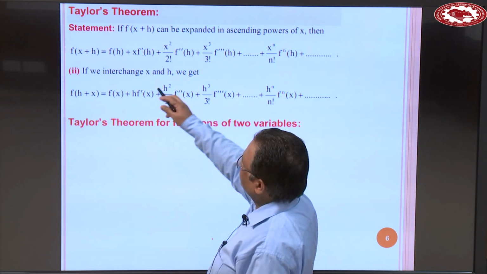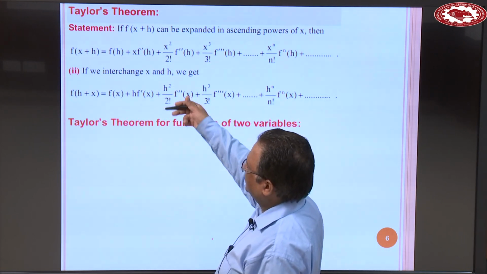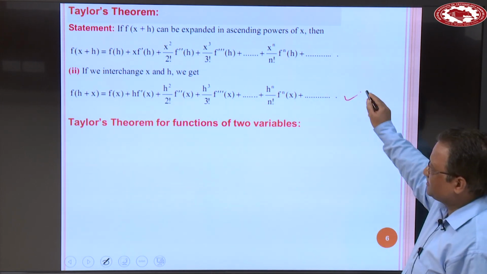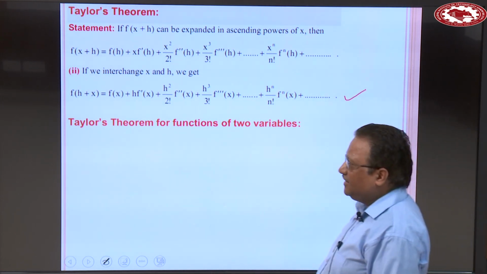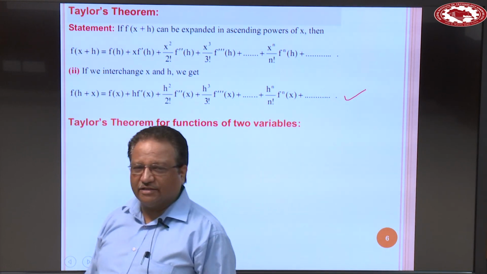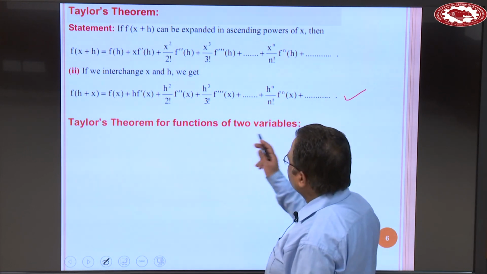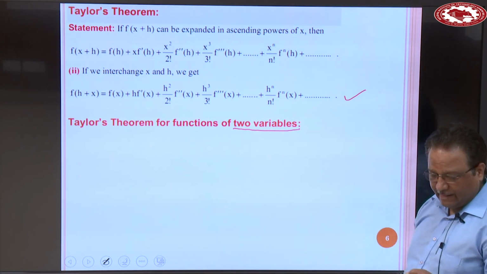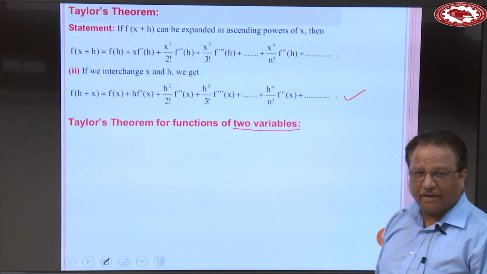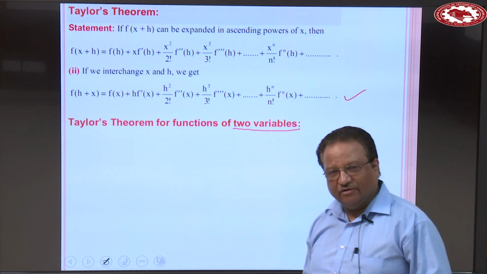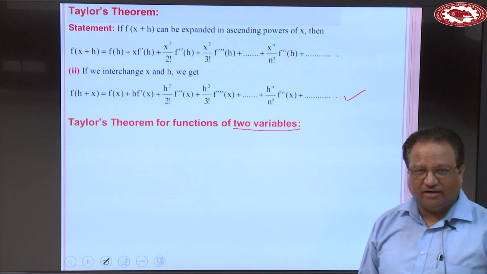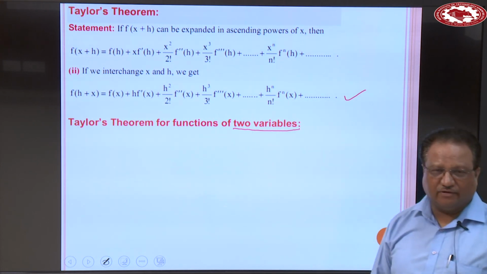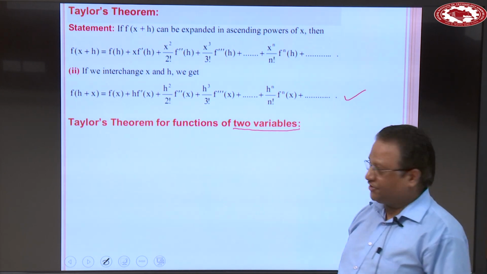This is one statement, and the second form is when we interchange x and h, we obtain this type of expression. Similarly, we can prove Taylor's theorem for functions of two variables. You just write the statement, and then we can apply that statement for evaluating the formula of determining errors and approximations, the effect of small errors in the value of the function.